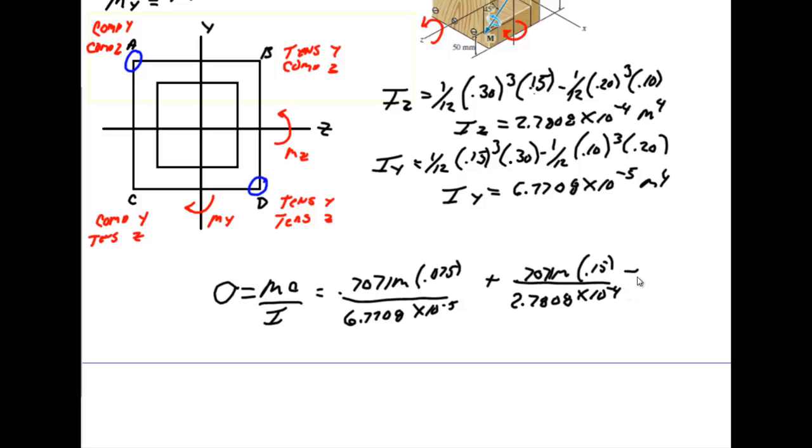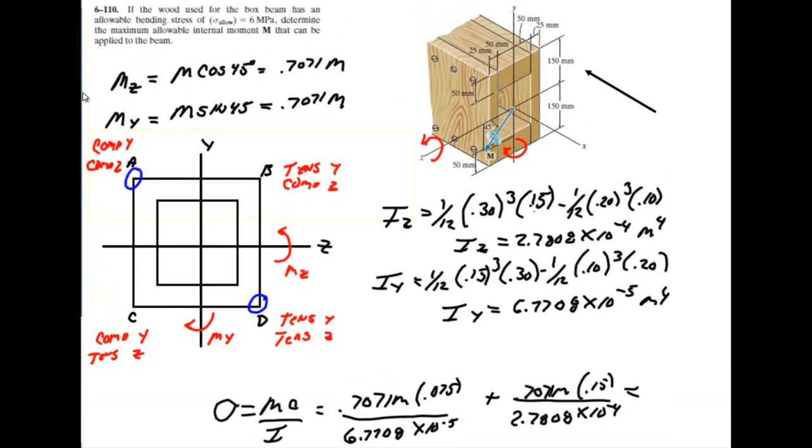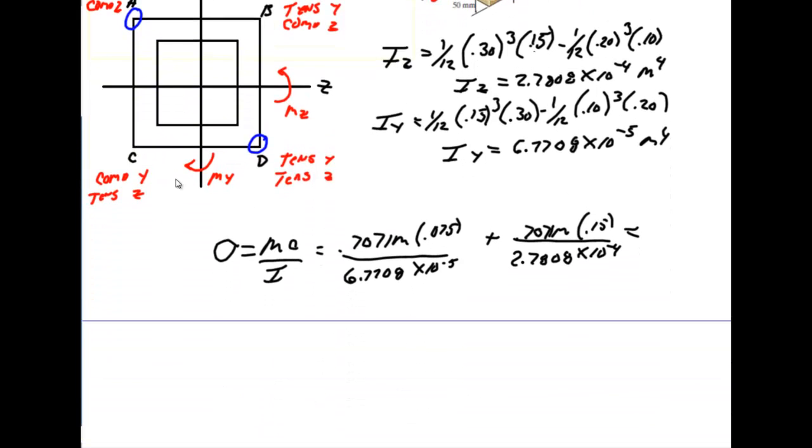Now we know that's equal to the maximum stress, which is given as 6 megapascals, or 6 times 10 to the 6th. And now all you have to do is add these two together and solve for M. And when you do, you'll get a moment of 5106.88 newton meters, or basically 5.11 kilonewton meters. And that's it.